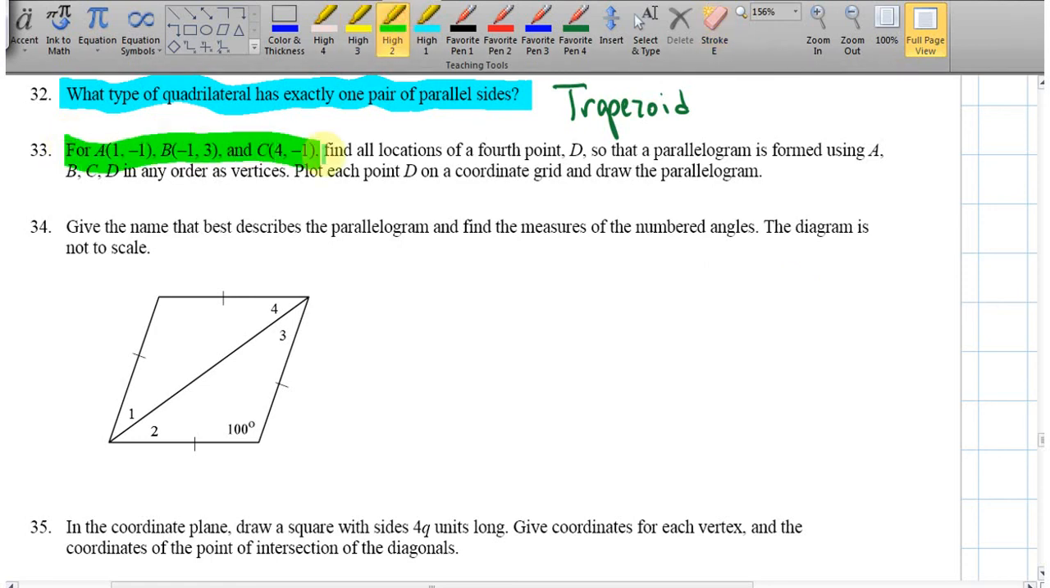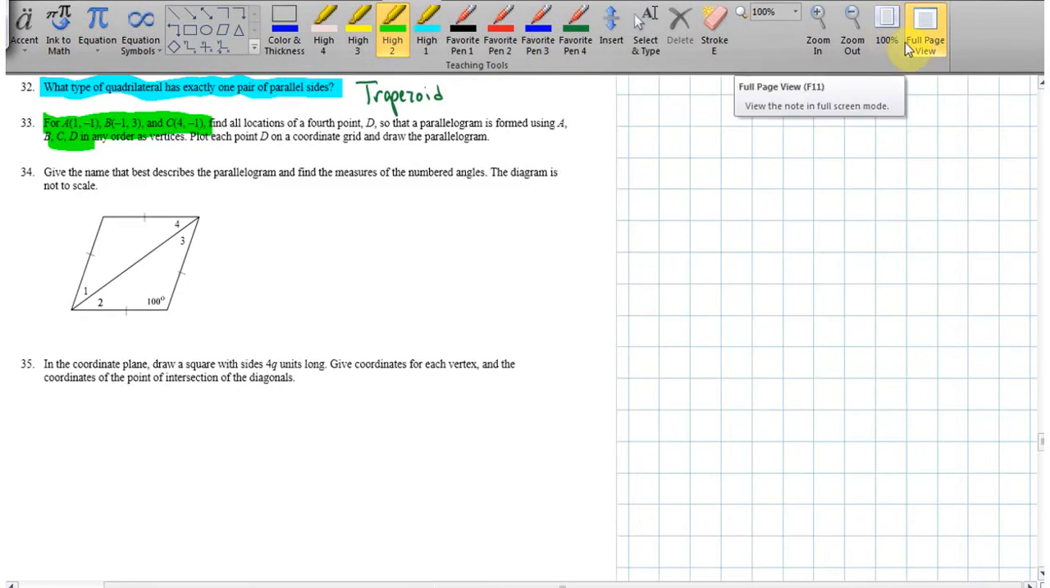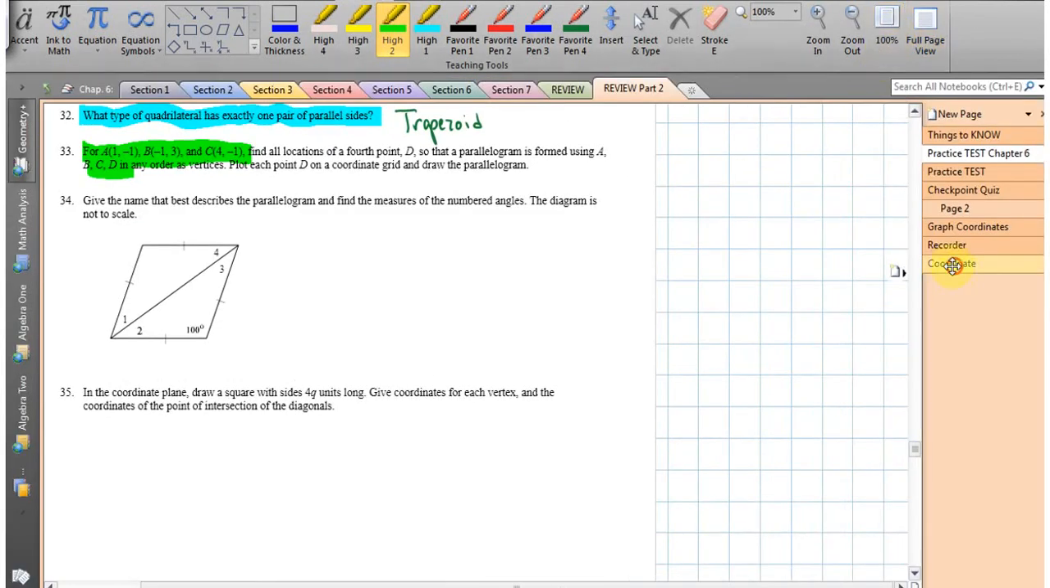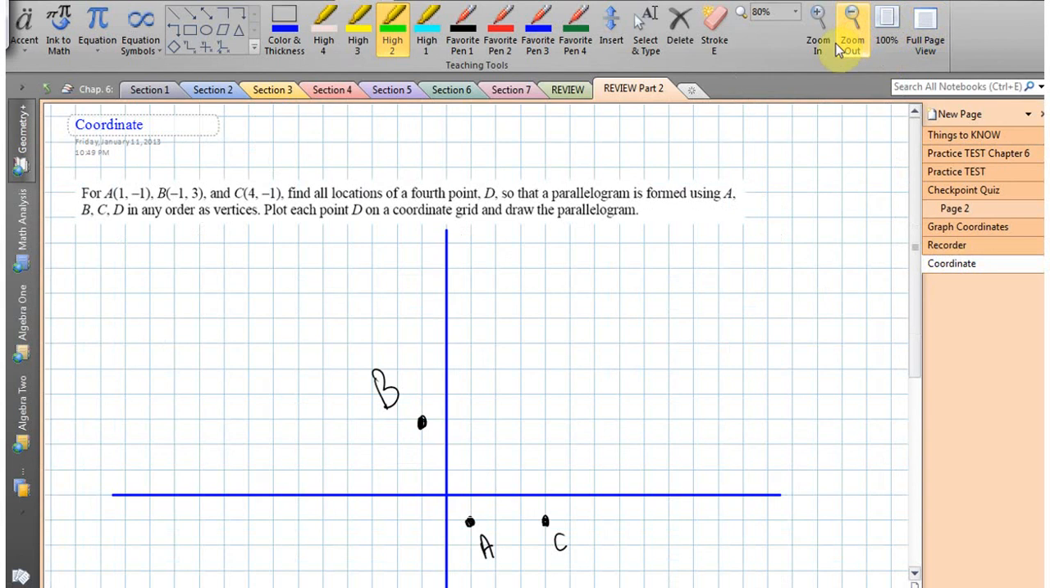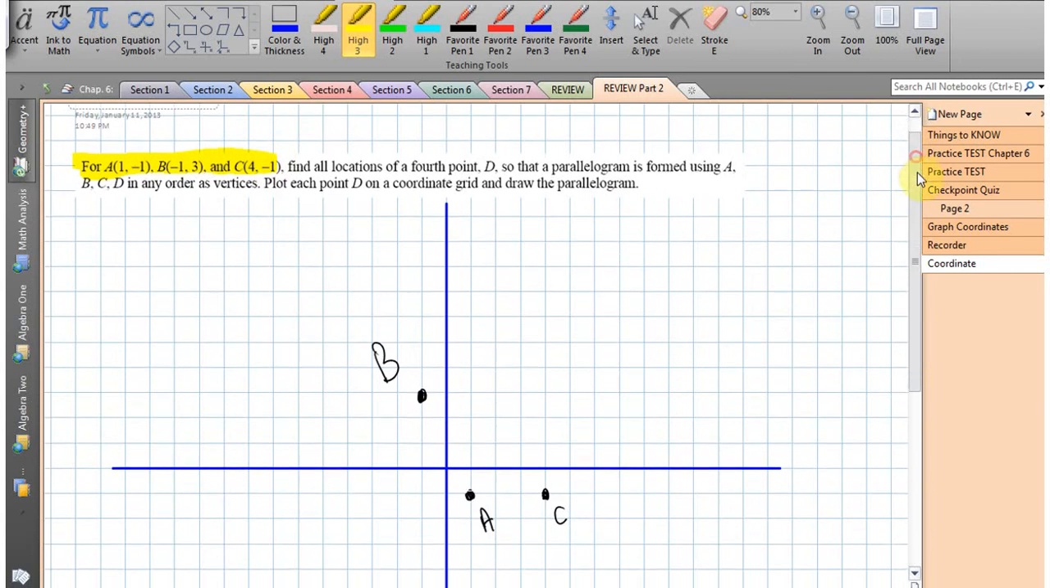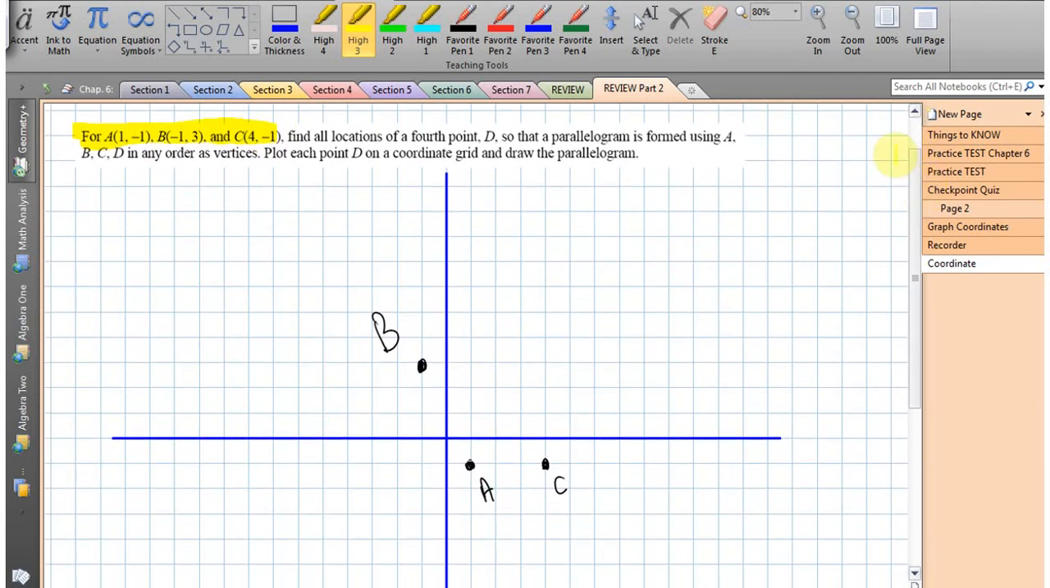So number 33. 33 has a bunch of coordinates that we have to graph. So what I've done is, on a different page, I have graphed them, and they're right over here. Make this a little smaller so we can see it. So I have graphed points A, B, and C in this problem. And it's asking us to think and to find all the possible locations of the fourth point, point D, so that it makes a parallelogram formed using A, B, C, D in any order of the vertices.